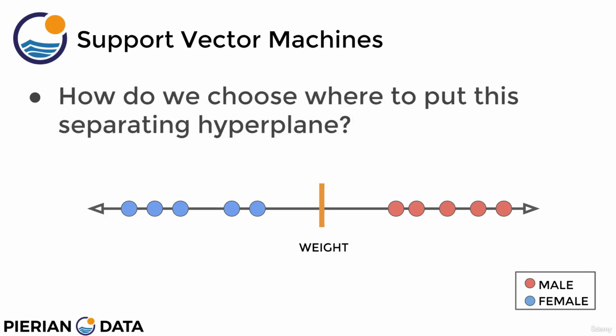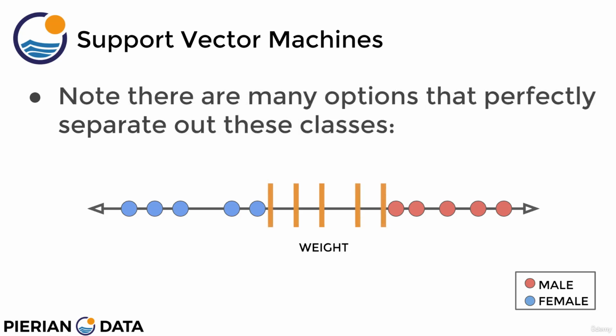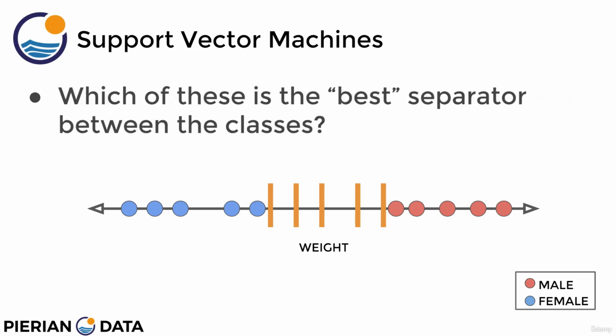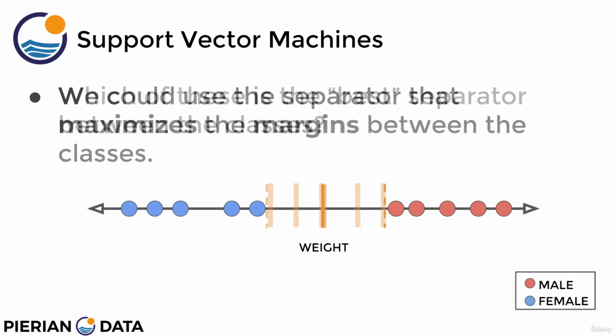But the question arises: how do we actually choose where to put this separating hyperplane? As I previously discussed, these classes are perfectly separable, which means there are many options that perfectly separate out these classes. You'll notice that if I choose any of these points, it would perfectly separate my training dots of male versus female. So I have to decide which of these points, or hyperplanes, is going to be the best separator between the classes. I need some sort of quantitative methodology to choose the quote-unquote best separator.